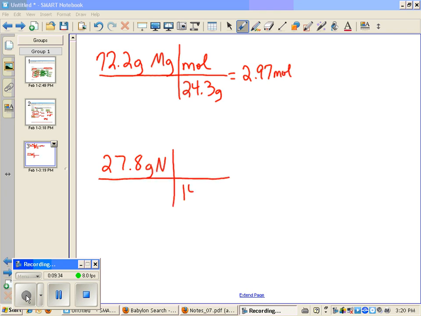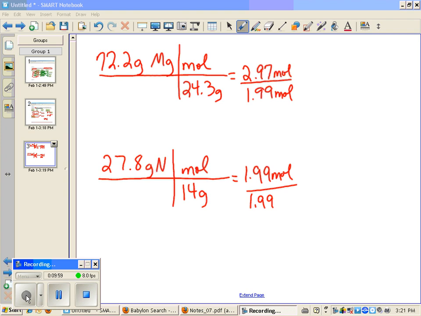Here, nitrogen has a mass of 14, so I'm going to say 27.8 divided by 14, and that's going to give me 1.99 moles. All right, now remember the next step is to divide by the smallest, so I'm going to take this one and divide by 1.99 moles, and this one too. Of course, this is going to equal 1, and 2.97 divided by 1.99 actually equals like 1.49, but it's very close to 1.5. So I'm going to put 1.5.